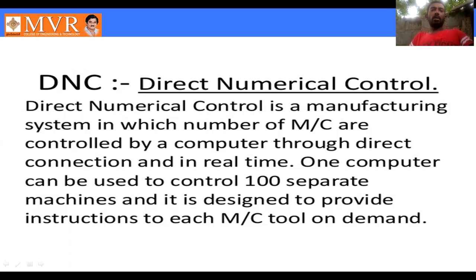Direct numerical control is one type of numerical control. In this, the computer can control the total number of machines through a direct connection in real time. One computer is used to control 100 separate machines, and it is designed to provide instructions to the machine tools on demand.